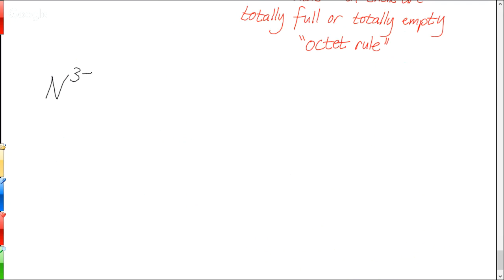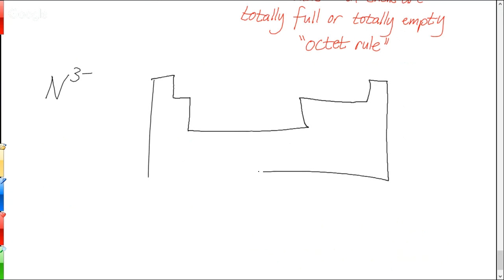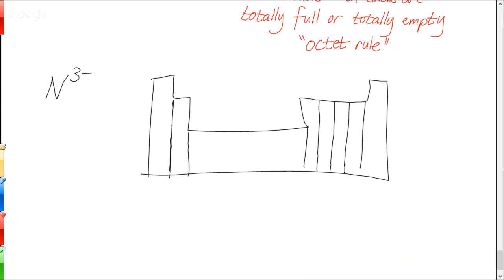So let's make a quick picture of the periodic table here. Let's just give ourselves some groups. Okay, something like that. So we've already done this. We can generalize. Wait, I think I missed a group. Yeah, I missed a group. Sorry. Make smaller lines.